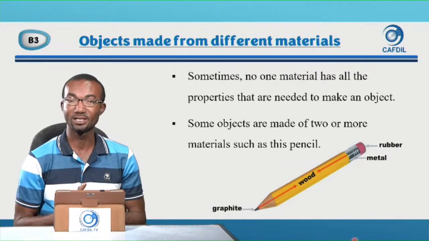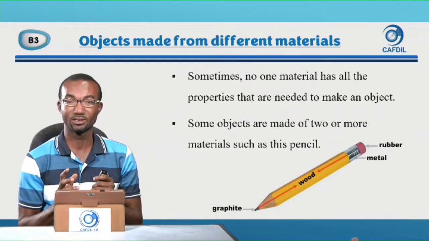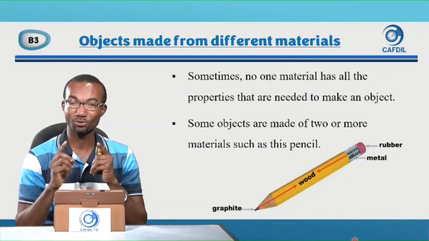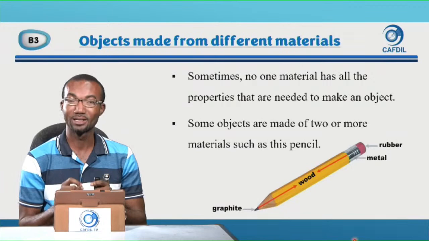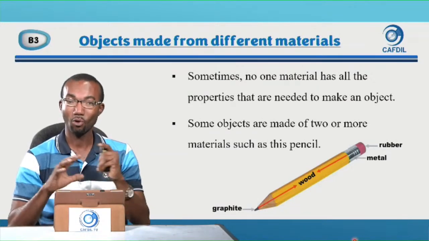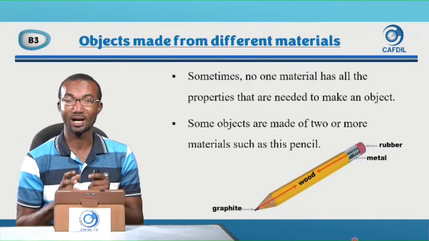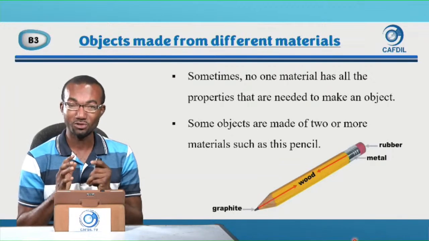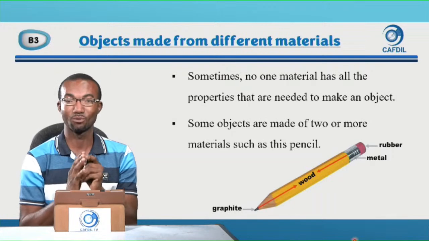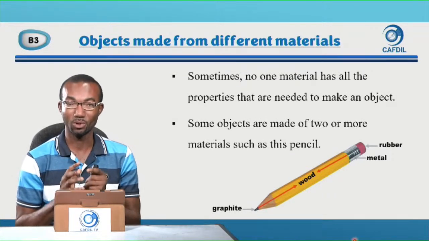So as we said, sometimes no one material has all the properties that are needed to make an object. And children, this is what I want you to remember, that sometimes no one material has all the properties that are needed to make an object. So because of that, we combine other materials to make one object.